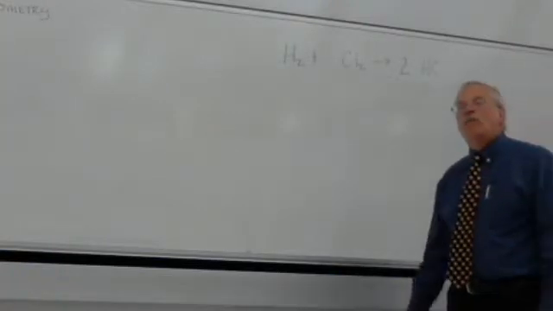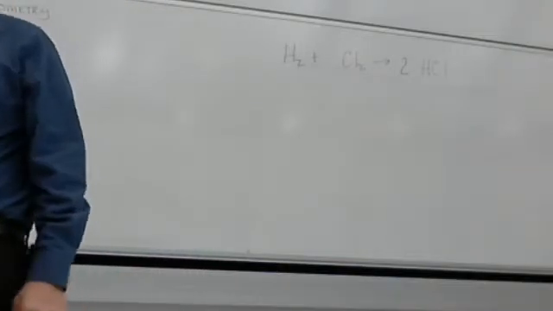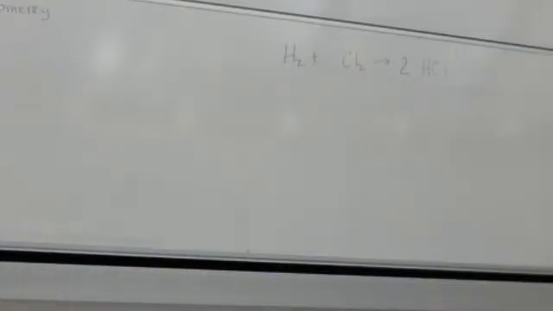We can change the amounts. And when we change the amounts of everything, so I don't have to use 1 mole of hydrogen. Could I go into the lab and say, I'm going to do this reaction, and I'm going to use 2 moles of hydrogen? Then how much chlorine would I need? It's obvious, right? It's a 1-to-1 ratio between the two. If I use 2 moles of hydrogen, I've got to use 2 moles of chlorine.